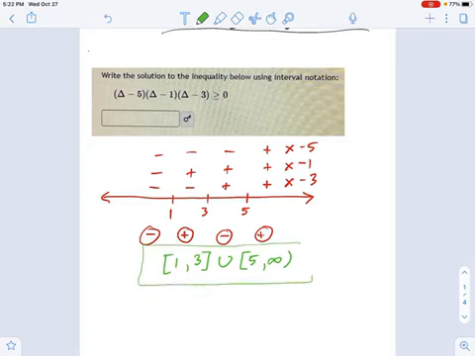And if you want, go ahead, plug any value in. If it's in this interval that I've just boxed in, you'll get a positive result for this polynomial. If it's not inside that interval that I just boxed in, you're going to get a negative result. And if it's on the edges, 1, 3, and 5, you're going to get a 0.